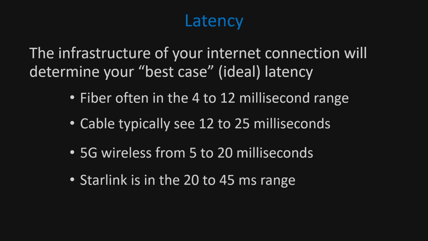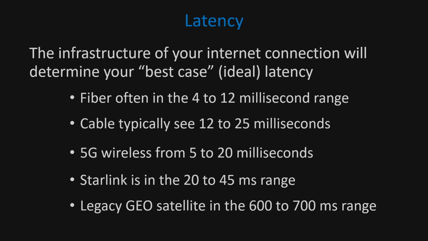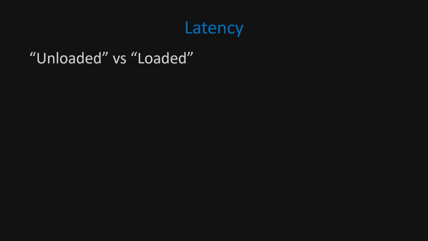Starlink tends to be in the 20 to 45 millisecond range. More and more, they're working down toward that lower end of 20 milliseconds where possible. Legacy geosatellite is the killer. That's where the latency values range from 600 to 700 milliseconds. We're talking over half a second of latency, and that is very problematic for a number of applications, including even web browsing. More and more speed tests are now reporting both unloaded and loaded latency.